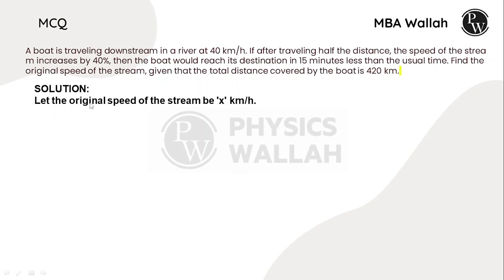Okay, so let the original speed of the stream be x km per hour. Now, the original time taken to cover the journey will be 420 by 40, because the distance covered by the boat is 420 km and the boat is traveling downstream at a speed of 40 km per hour. Therefore, the time taken will be distance by speed, that is 420 by 40 equals 10.5 hours.